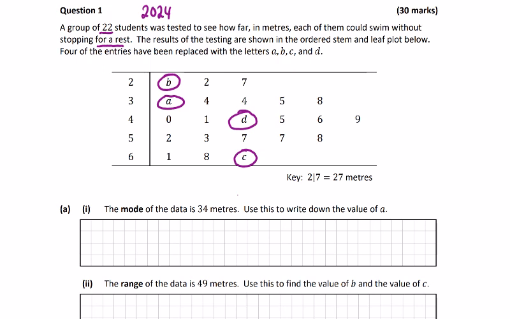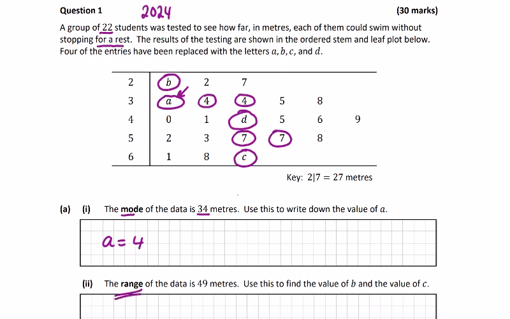So the mode is 34, so the most common is 34. We have one of them, we have two of them. We also have two 57s, so therefore A has to be 4, otherwise we've no mode. So A is equal to 4.